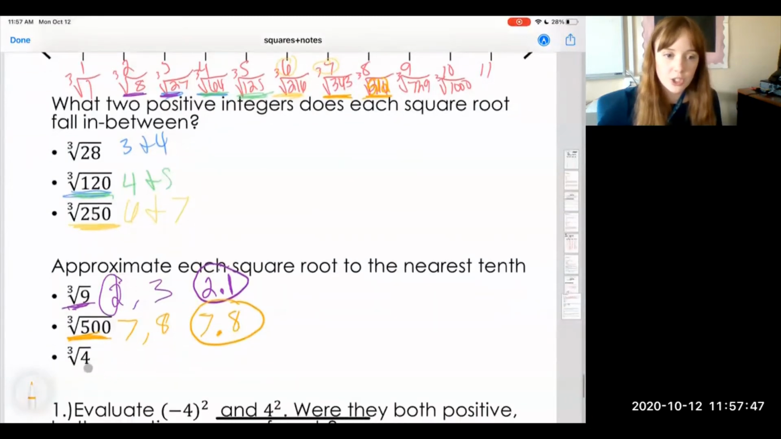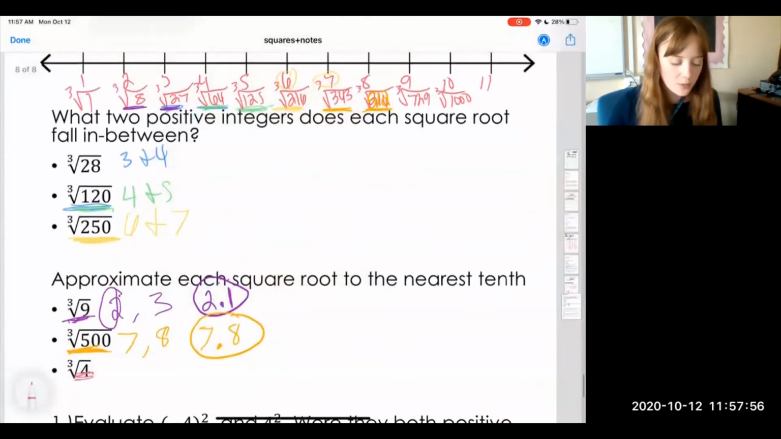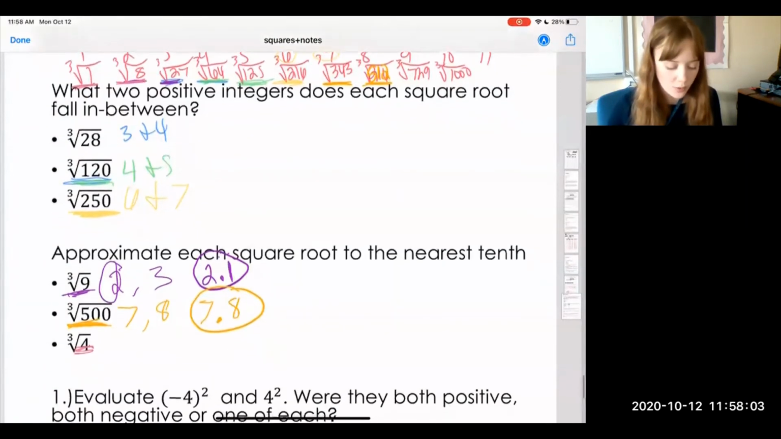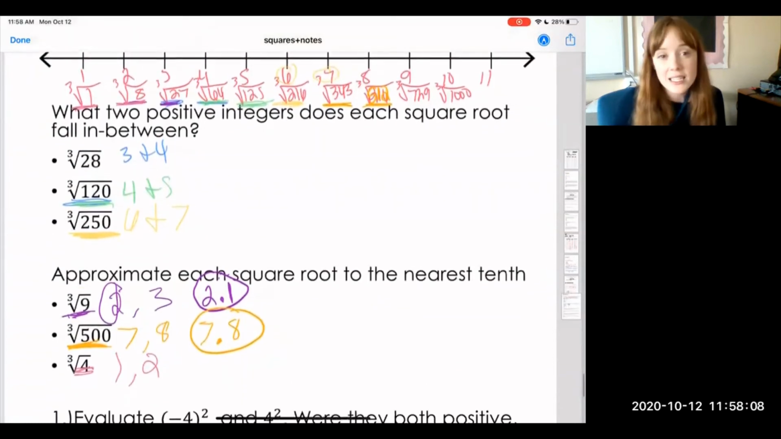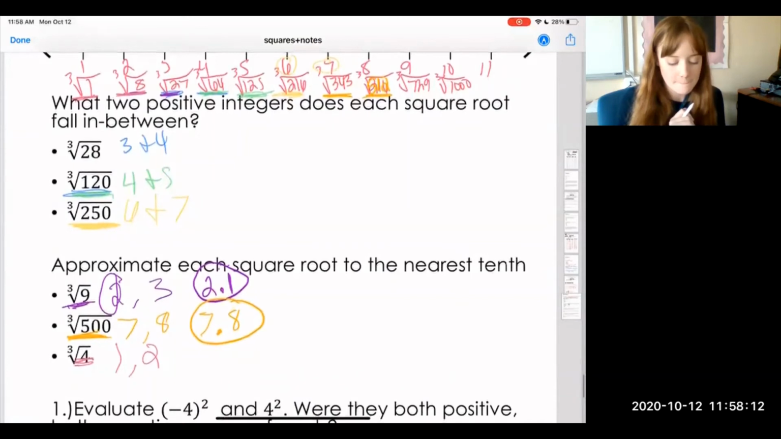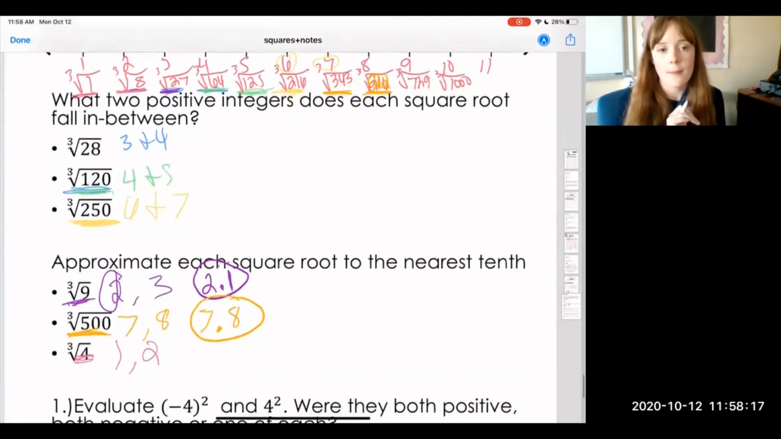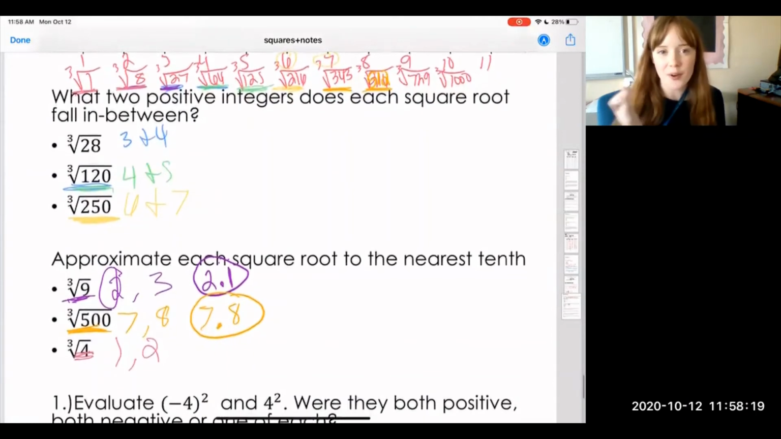The next one is the cube root of 4. Work that out. Different color. Cube root of 4 falls somewhere between 1 and 8. The cube root of 1, which is 1, and the cube root of 8, which is 2. So it falls somewhere between 1 and 2. Because it's a little bit closer to 4, it's a little bit closer to 4, but it's still not that far away from 8.